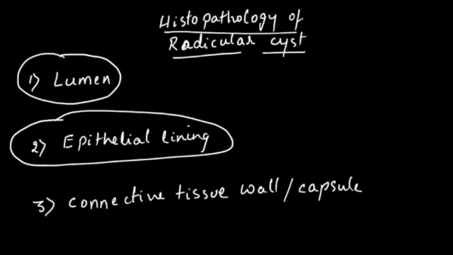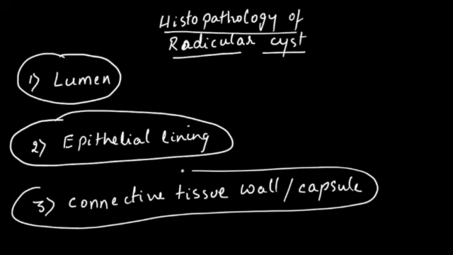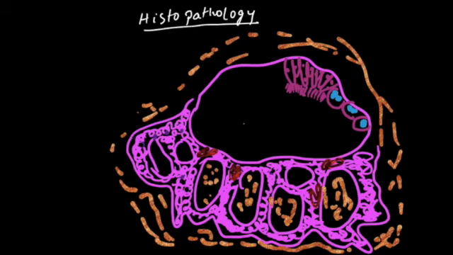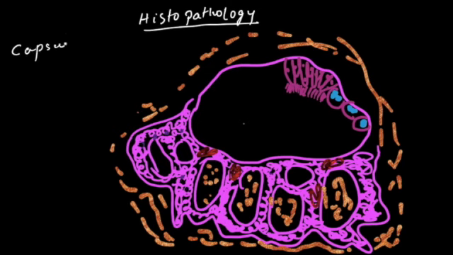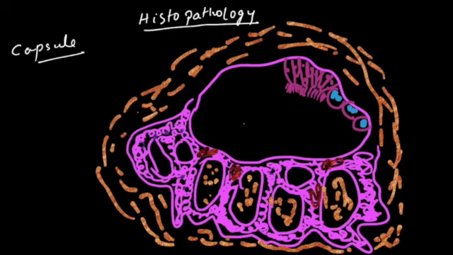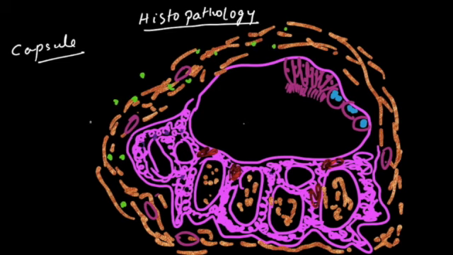Now let's see what we see in the connective tissue wall or the capsule of the radicular cyst histopathologically. Here is the epithelium and the connective tissue wall that I have drawn roughly. We can see that this capsule is made up of collagen fibers. Basically it's a fibrous stroma with blood vessels, so we can call it fibrovascular stroma. We see a lot of blood vessels which are fueling the inflammation, and we see the inflammatory cells, PMNLs initially and later a lot of chronic inflammatory cells. So these are blood vessels, inflammatory cells.